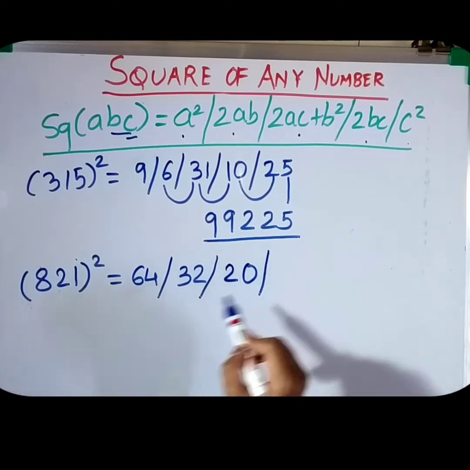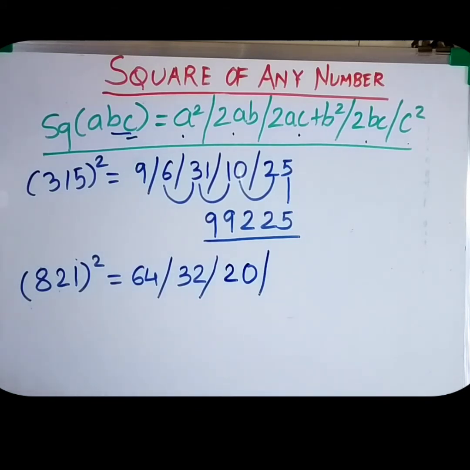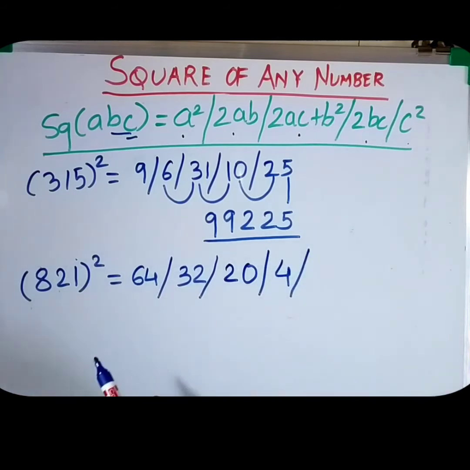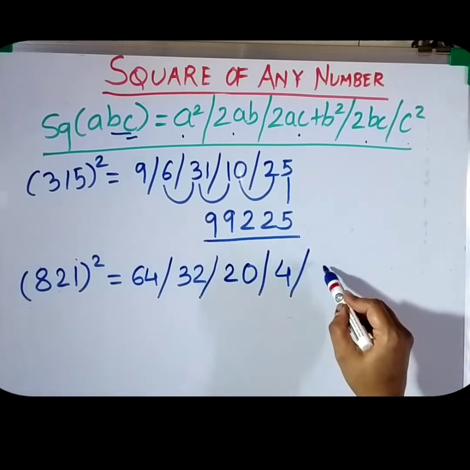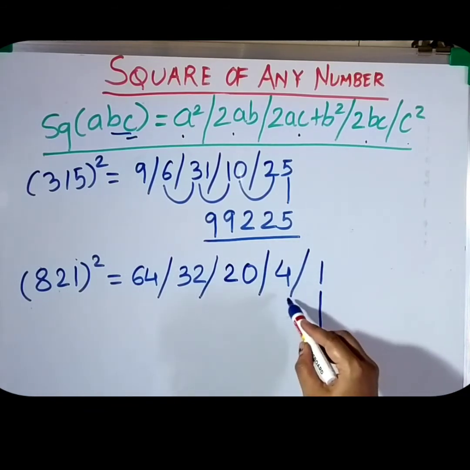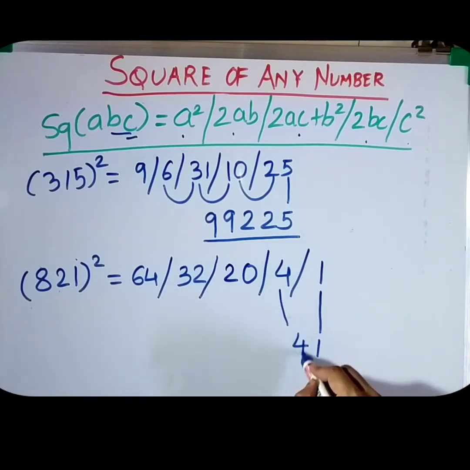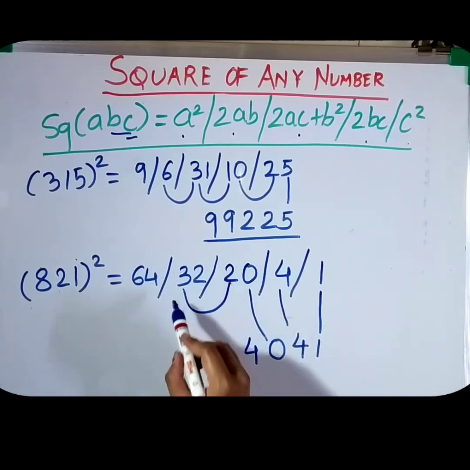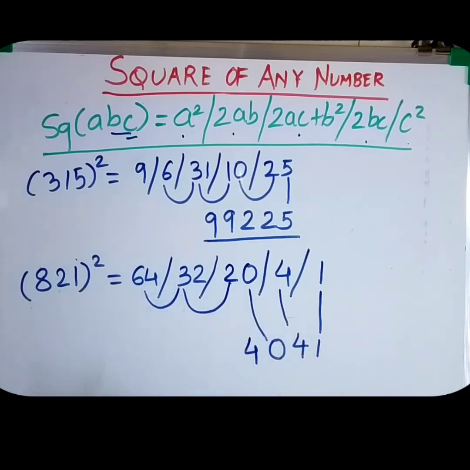Again a balancing line. 2BC: 2 into 2 is 4, 4 into 1 is again 4. Then C square is nothing but 1. So I will take this 1 as it is, no carry. So again 4 as it is, then no carry, so this 0 as it is. So 2 plus 32 is 34, 4, then 3 carried over, 3 plus 64 is 67. So your answer is 674041. It is the square of 821.